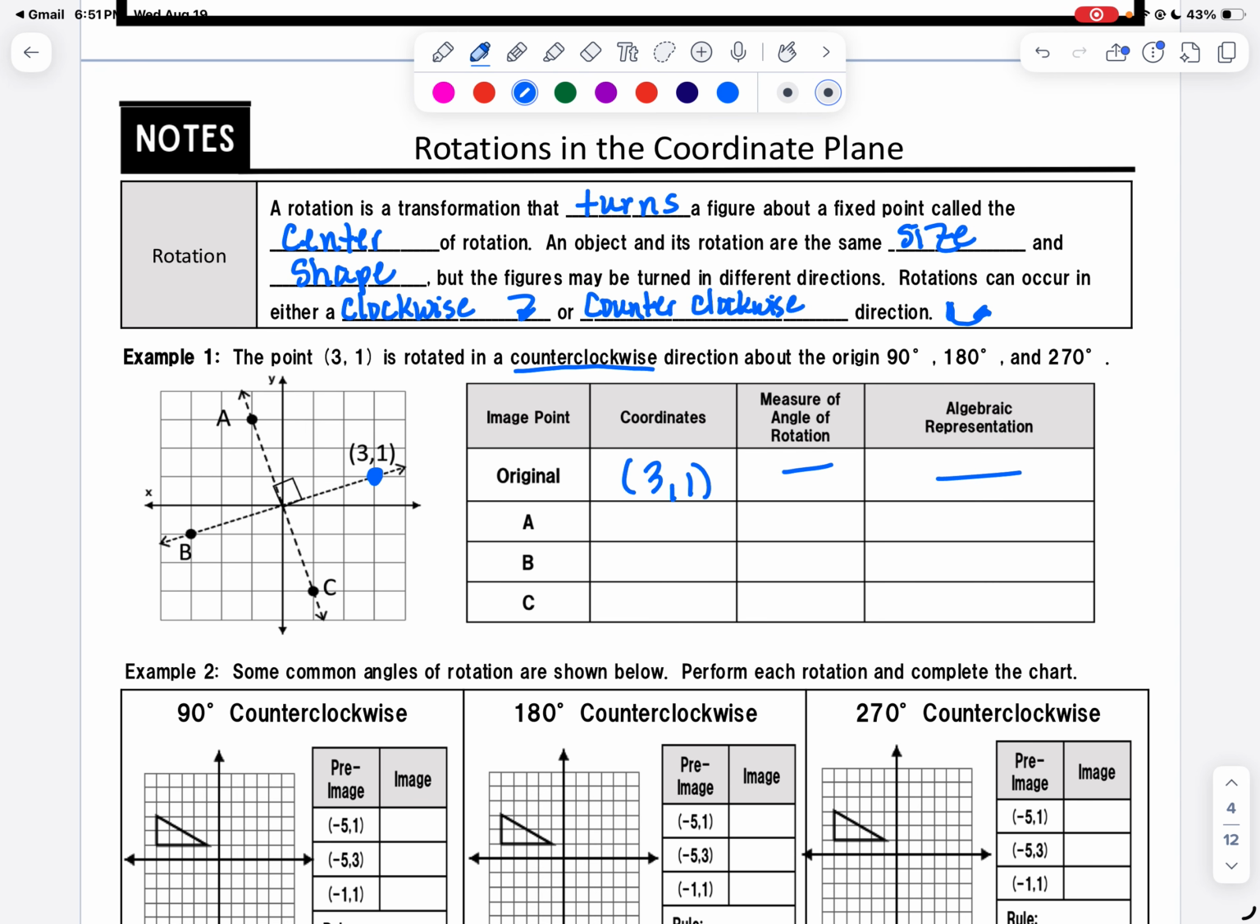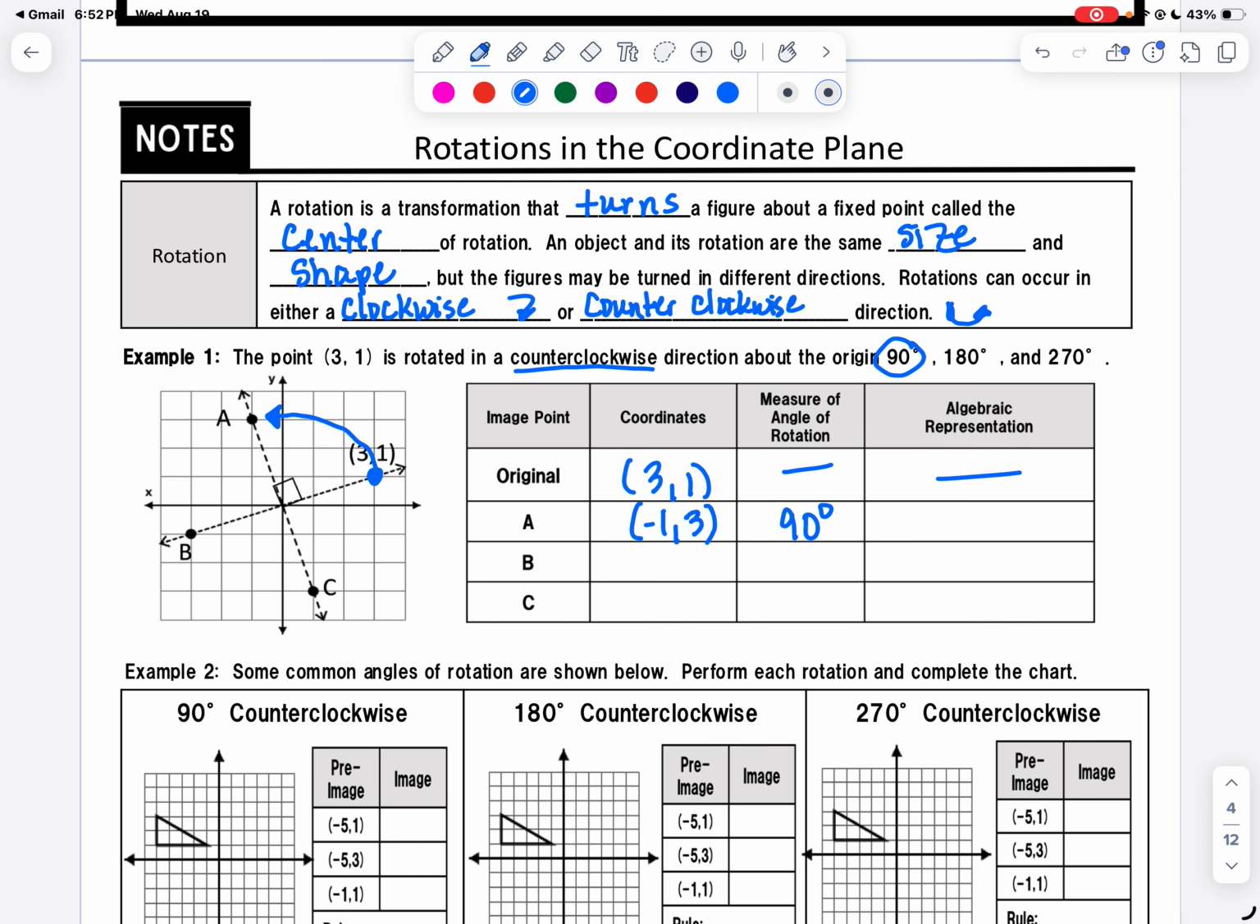Now, when we rotate it, let's start with the 90 degrees counterclockwise. 90 degrees counterclockwise means to move your point 90 degrees, or one quadrant, to the left. And when we do that, we end up at point A. Point A has the coordinates (-1, 3). And that was a 90 degrees counterclockwise rotation.